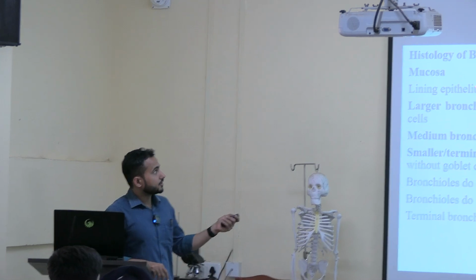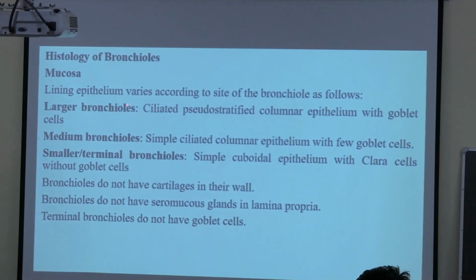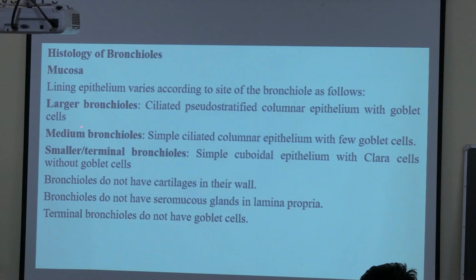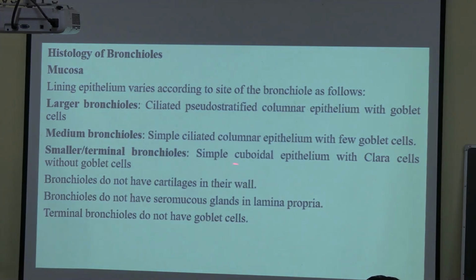Okay, now in case of bronchioles, the lining epithelium varies according to the bronchioles. Larger bronchiole, as you can see, is ciliated pseudostratified. Medium one is simple ciliated columnar with few goblet cells. And in case of smaller or terminal, simple cuboidal with cells of Clara. Okay, these are the changes which are taking place in the bronchioles as you are going towards the alveoli, as we are going towards the smaller bronchiole.